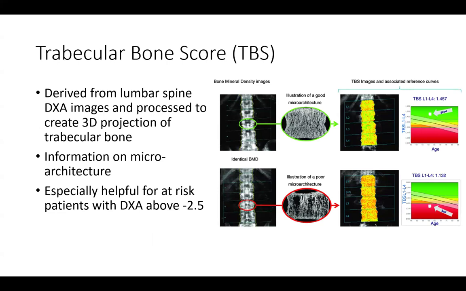The trabecular bone score is also a very valuable tool, and it's a non-invasive analytical method that looks at bone strength and quality. Basically, it's derived from lumbar spine DEXA images, and they process it to create this 3D projection of trabecular bone. It gives us more information on the microarchitecture, and it's especially helpful for patients with a DEXA score above negative 2.5, where we may be in that gray area. So all of these tests are serving a purpose to give us extra information and a more complete picture of a person's bone mineral density and their fracture risk.